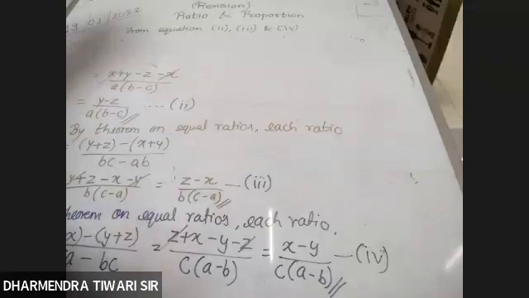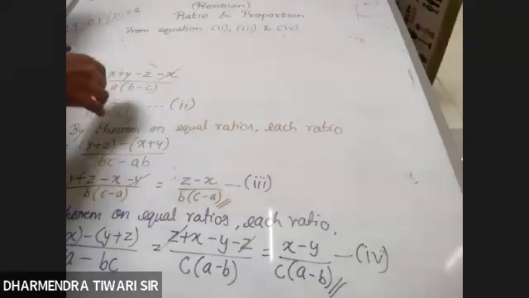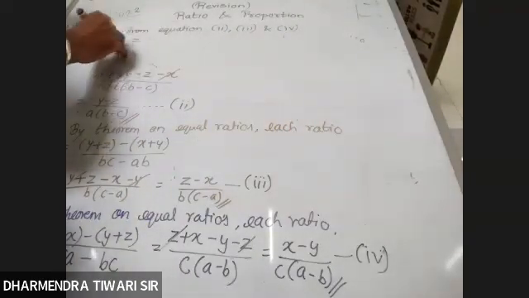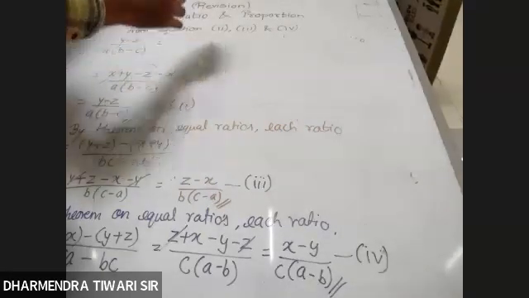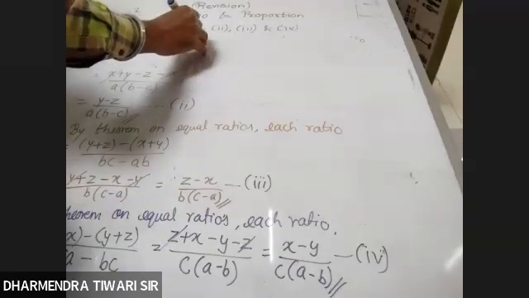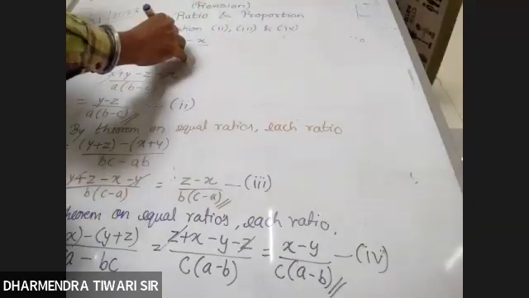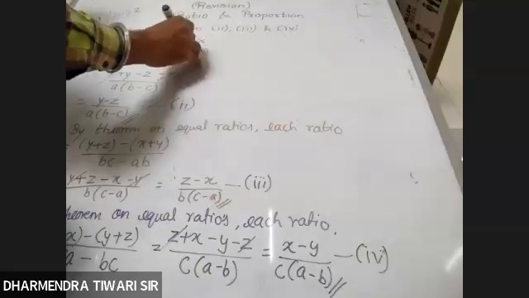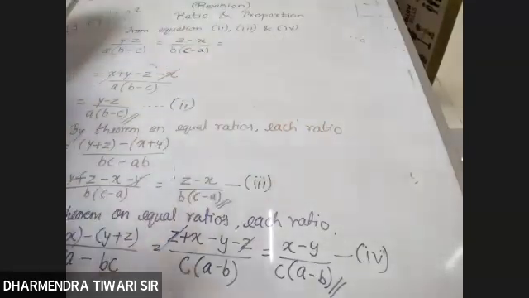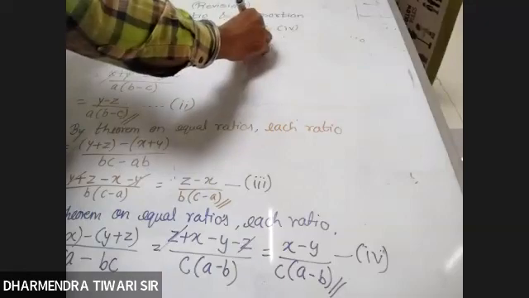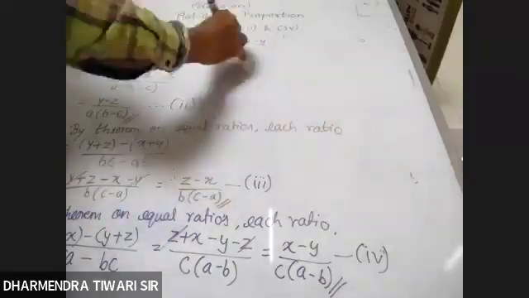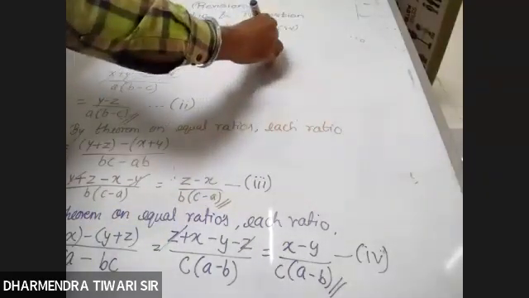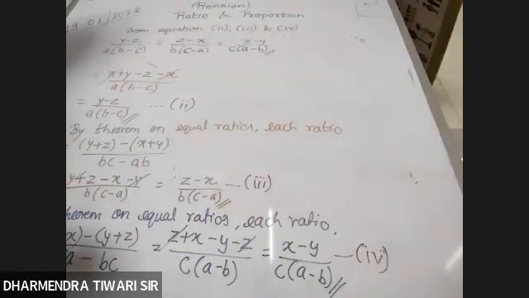The whole ratio, whatever they were asking us, we can say that each ratio is equal means they are equal. So y minus z upon a into b minus c is same as z minus x upon b into c minus a is same as x minus y upon c into a minus b. This was the required solution for the given third problem.